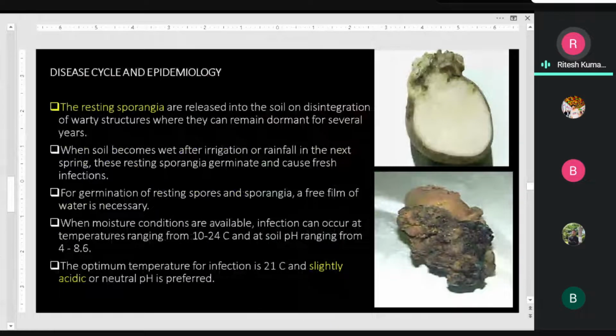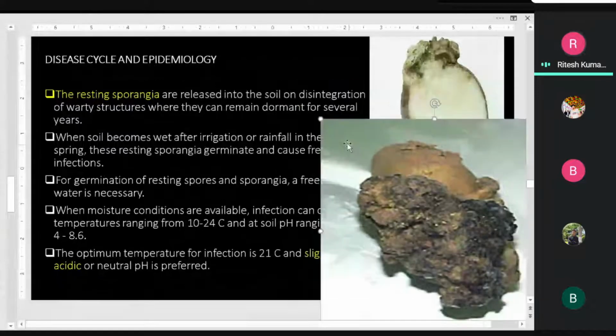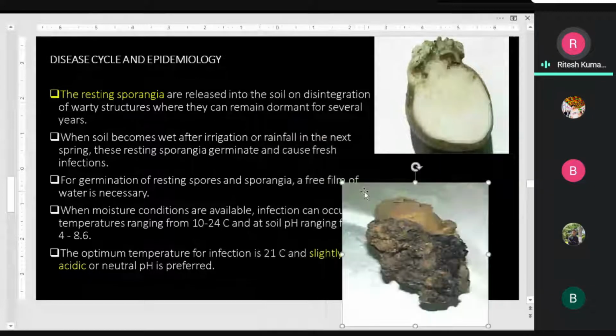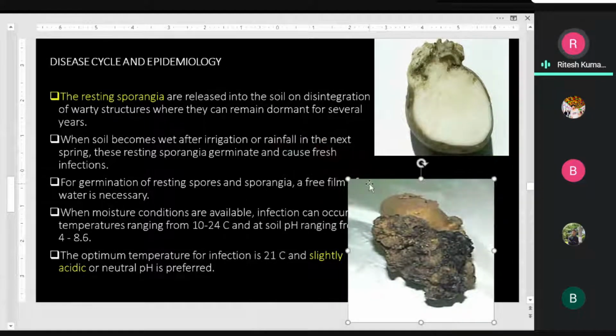So these are extremely persistent in the soil. So this is a very typical symptom, characterized by cauliflower-like warty growth. Once they are established in the soil, resting spores can survive for many years, at least 10 years, even if the land is kept fallow, even if nothing is grown. They are very persistent. That's why Darjeeling is still facing this problem. So once it is introduced in the soil, it is very difficult to manage this disease.